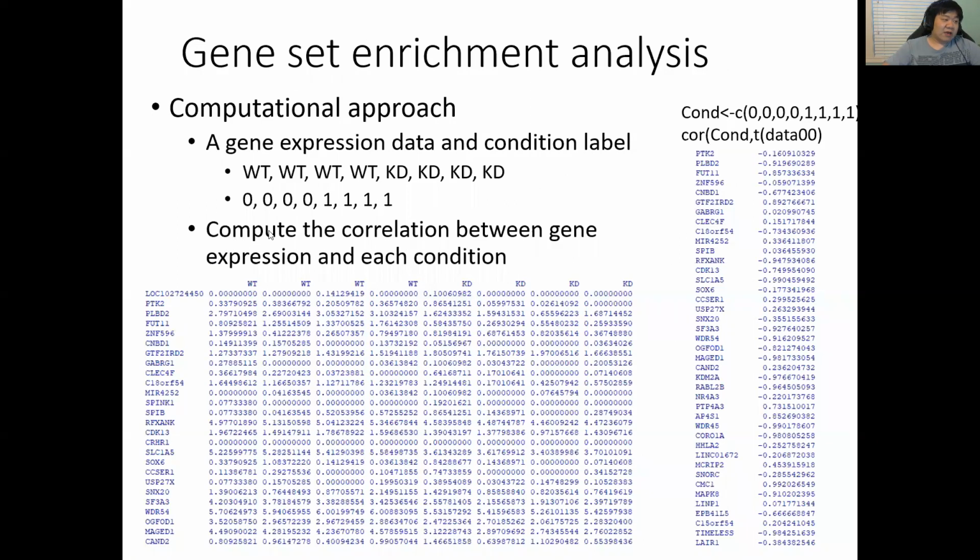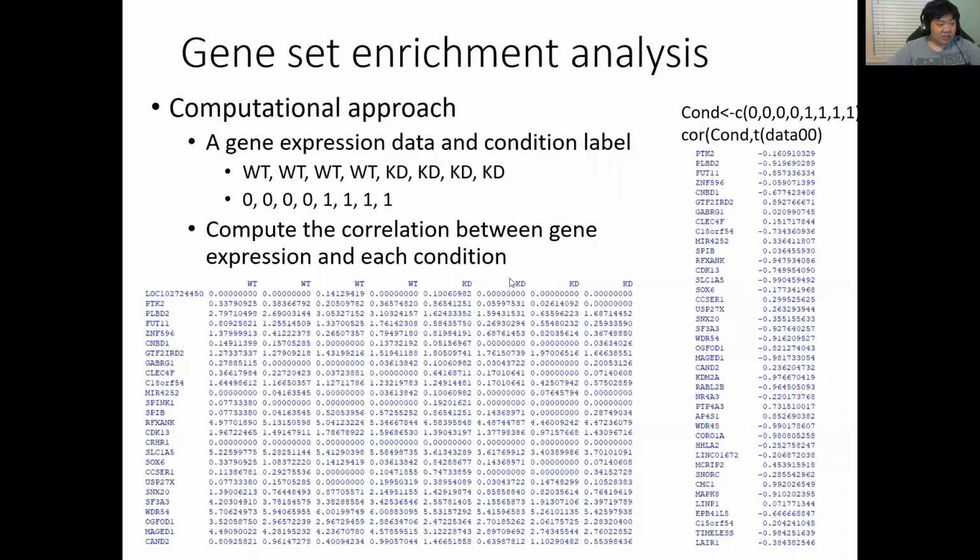For example, we have gene expression data measured in 8 samples, with 4 wild type and 4 knockdown of a certain gene. We use 0 to label the 4 samples with the wild type condition, and 1 as an indicator of the samples with the knockdown condition. Then we go for the exact approach used in GSEA. We first compute the correlation between gene expression and each condition.